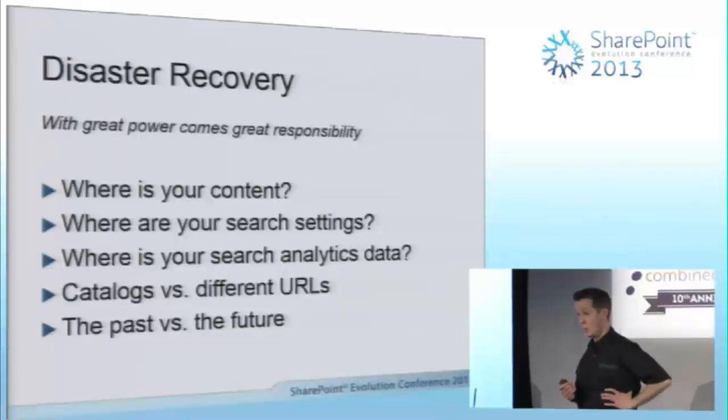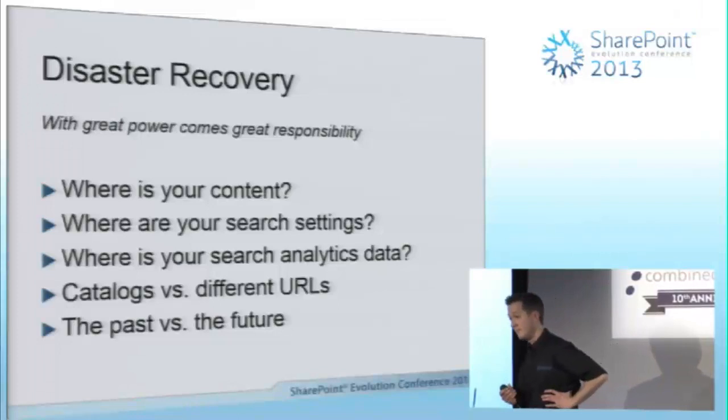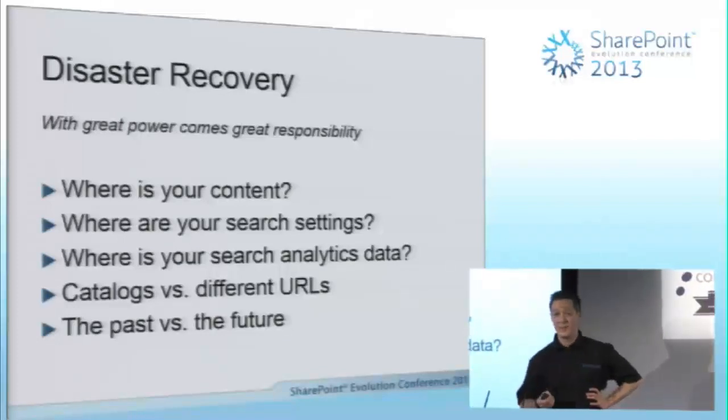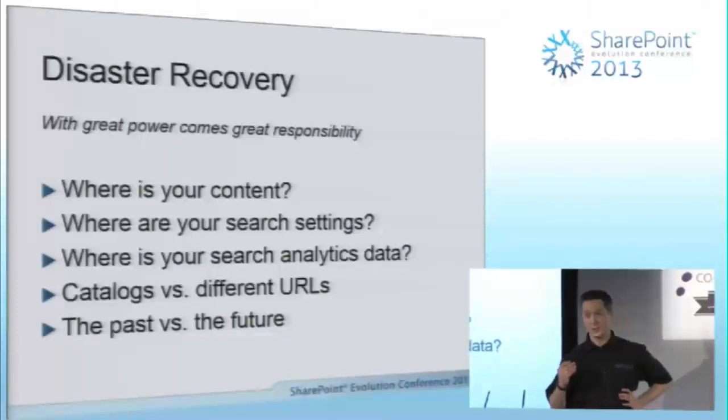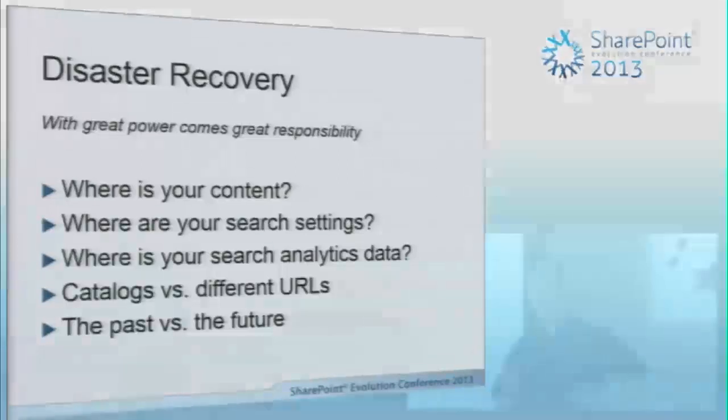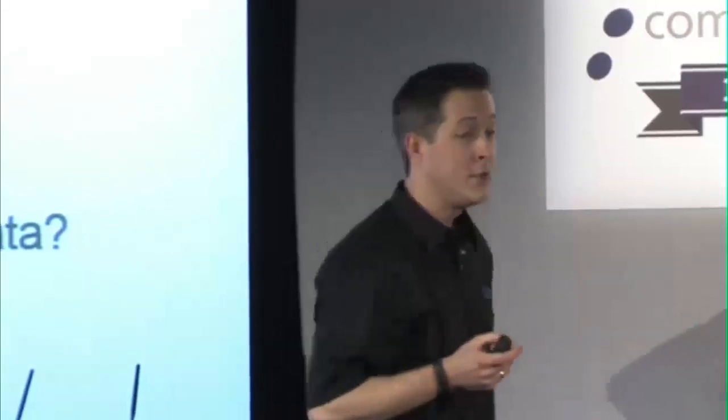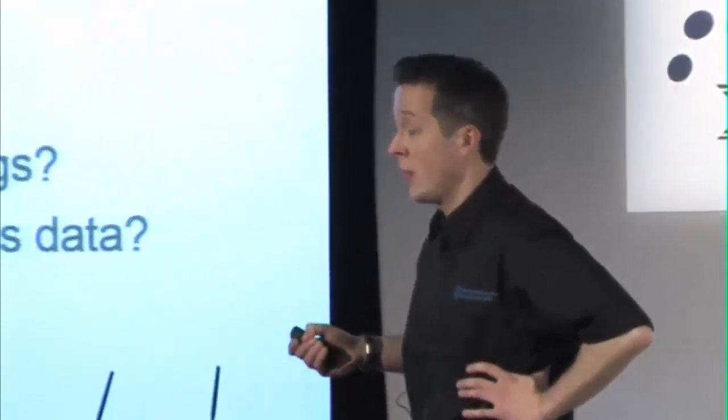First question, where is your content? In SharePoint 2007 and 2010, you knew that the content of your website was in a content database of your site collection. In SharePoint 2013, if you use search-driven publishing and cross-site publishing, that content might be anywhere, everywhere. So how do you ensure for the disaster recovery of your website if that content is somewhere else?